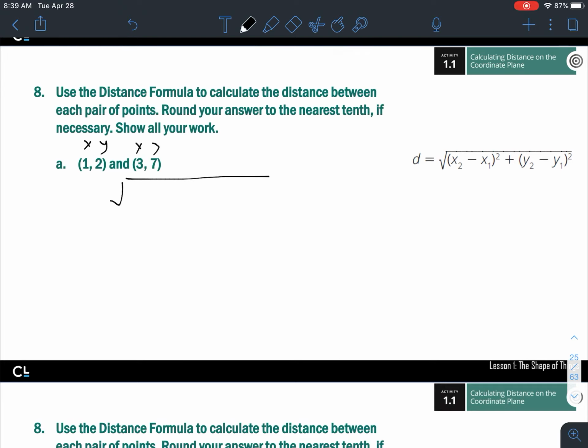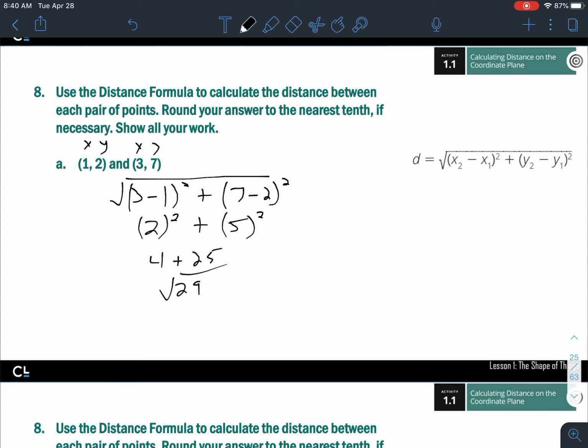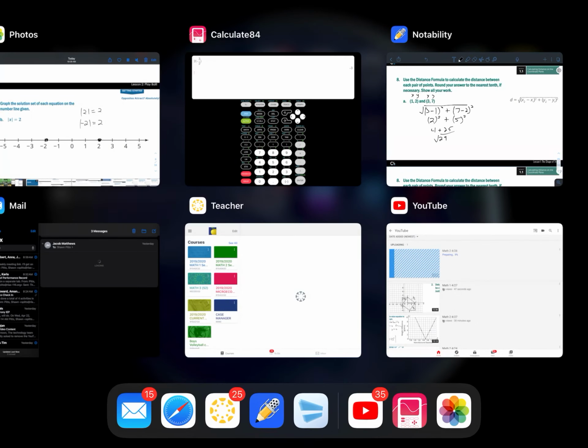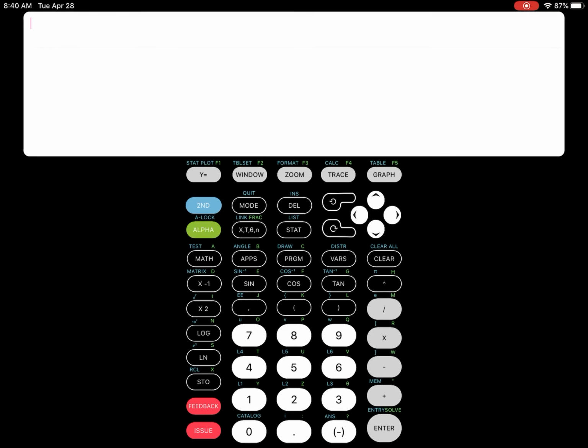Okay, so square root. We're going to do x2, so let's just do the 3 minus 1 squared plus 7 minus 2 squared. 3 minus 1 gives us 2, plus 7 minus 2 gives us 5. 2 times 2 is 4, plus 5 times 5 is 25, which gives us 29. We have to square root 29, so we go to our fancy-dancy calculator.